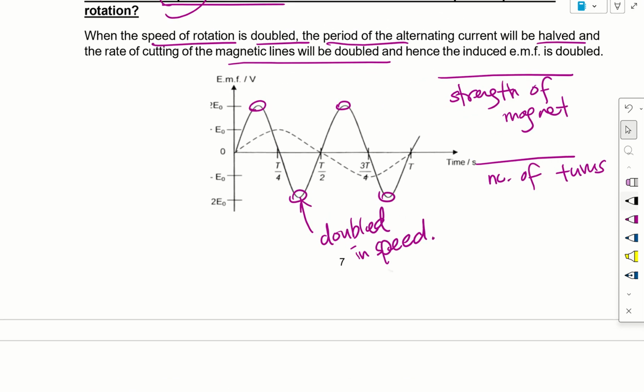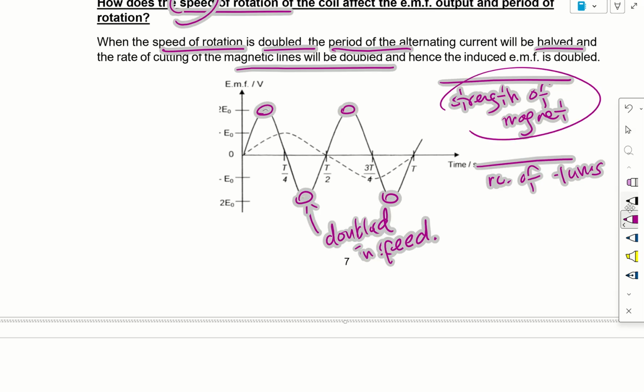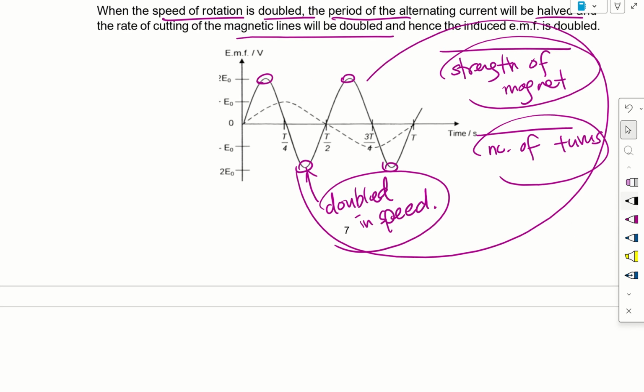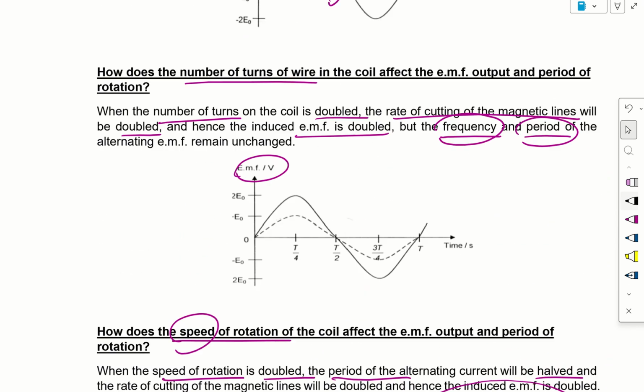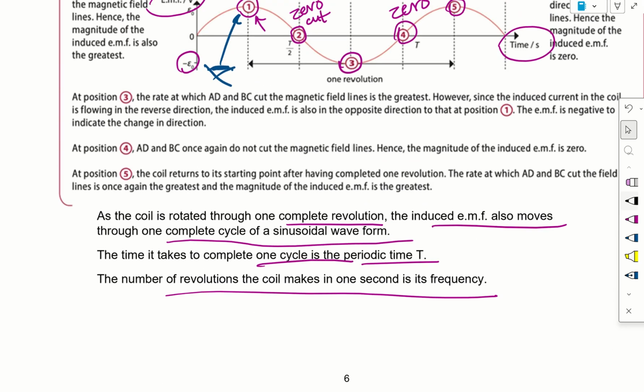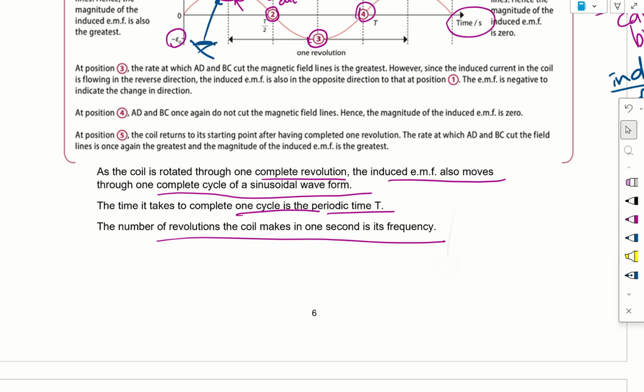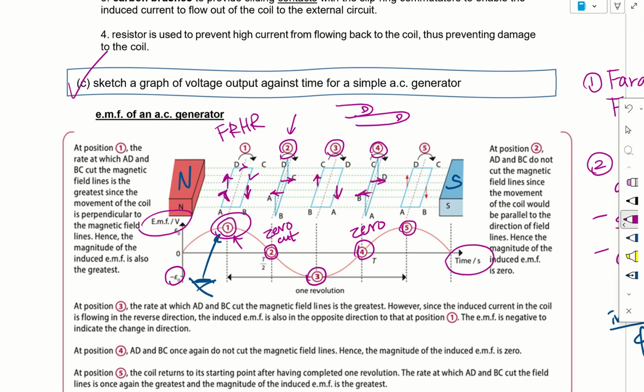So I have seen questions whereby they change the strength of the magnet and the change in speed, or they can change all three. So you need to be very sure what are the effects of changing the strength of the magnet, the number of turns, and the doubling in speed. But at the same time, you also need to know why there is a change in the EMF. Why isn't it consistently at a certain level? Why does it take on a sinusoidal profile? And why does the direction of the EMF change? So these are what you need to know for success criteria C.